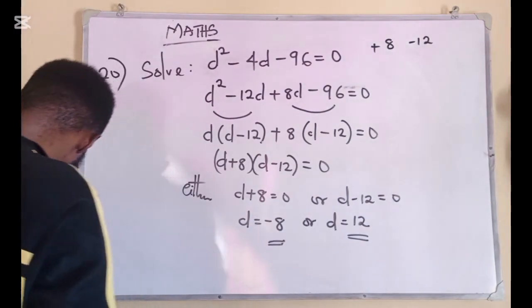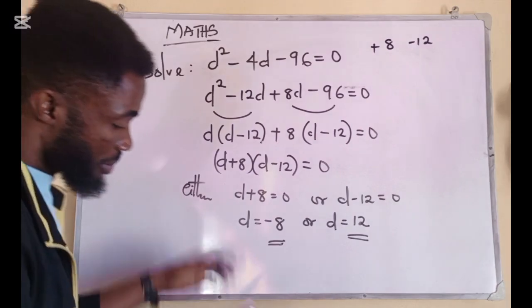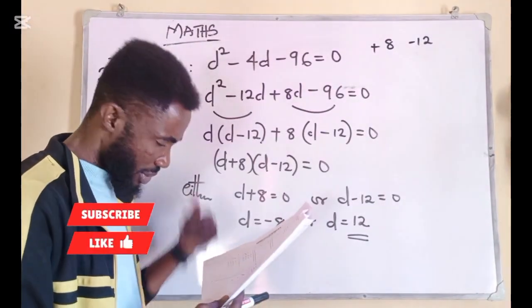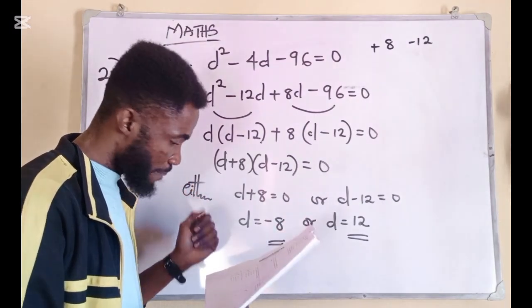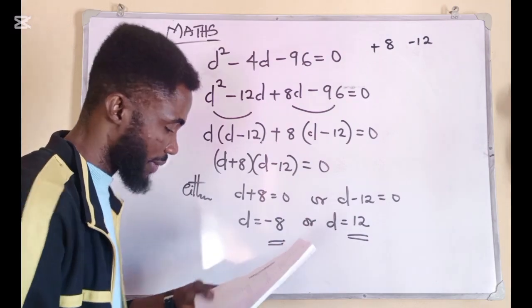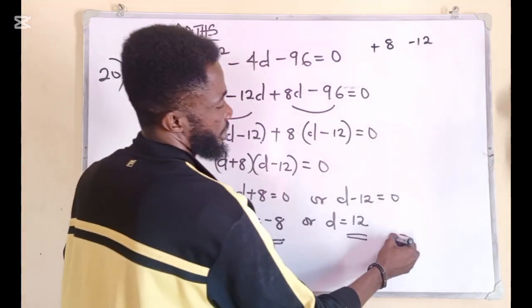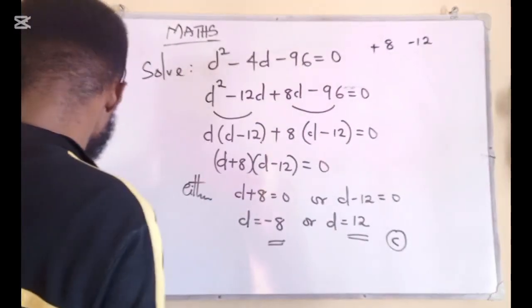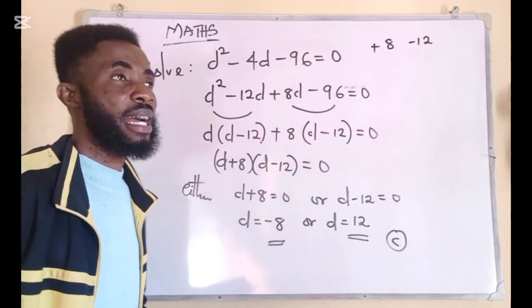So from the options given here, do we have d as negative 8 and positive 12? d is equal to negative 8 and positive 12, and that should be option C. Option C. Yeah, option C, right? Option C. But you see, I want to say something.